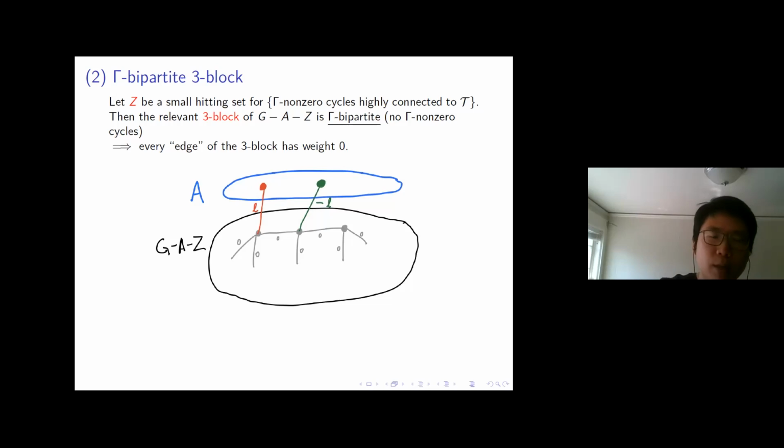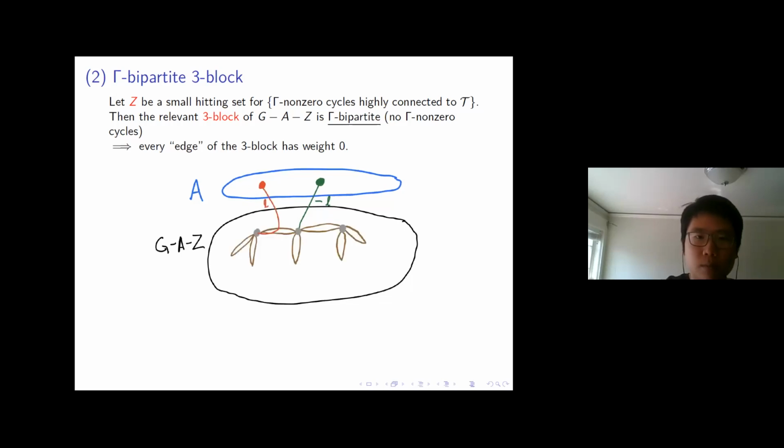But the problem is that the 3 block is not actually a subgraph of my graph. The 3 block is actually some set of vertices where we have these bridges that attach to at most 2 vertices of this 3 block. And the vertices in A do not have to attach directly to these vertices of the 3 block. They can attach to one of these bridges and then go to one of these vertices in the 3 block. And this causes a lot of problems.